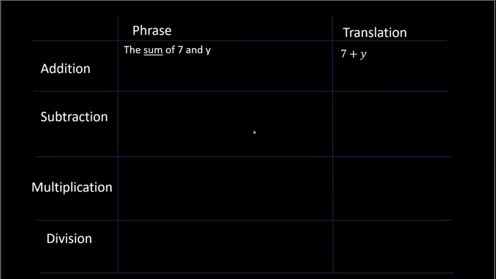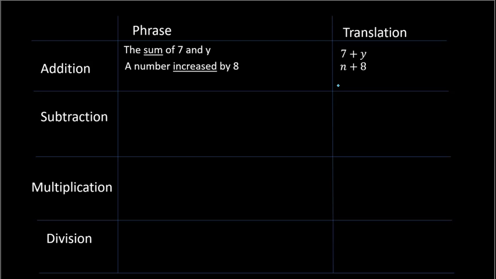Or if you had the word increased or increased by, that also means addition. So if a number is increased by 8, that means we have some number. We'll call that n or x or whatever we want. We'll use n for this example. So n increased by 8. That means n plus 8. So your translation is n plus 8.